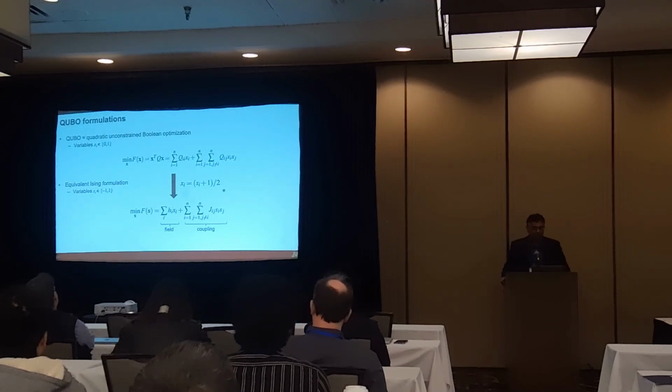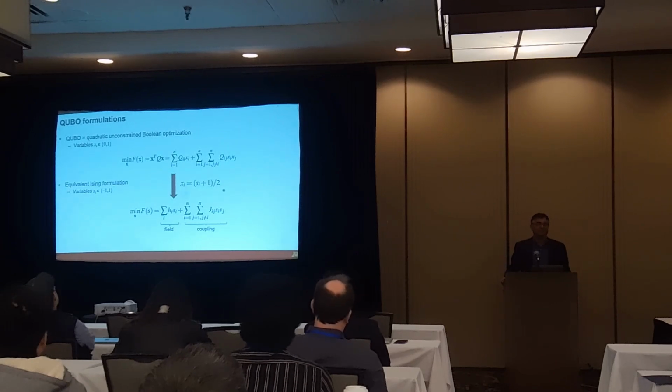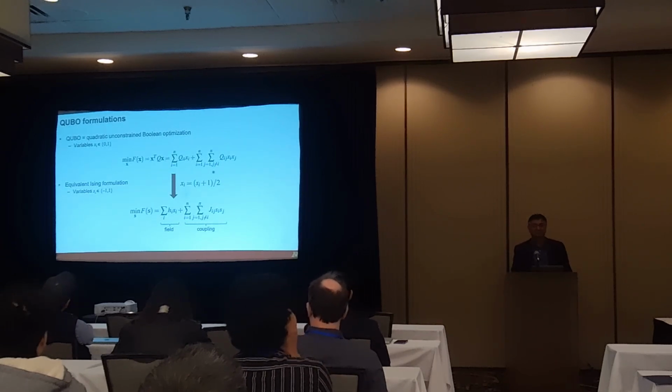This is a term that's often used. It's referred to as QBO. It's basically a quadratic, quadratic and constrained Boolean optimization. It means you minimize a quadratic, assuming that the variables have been Boolean. Okay. So this is just jargon that's used in the area.